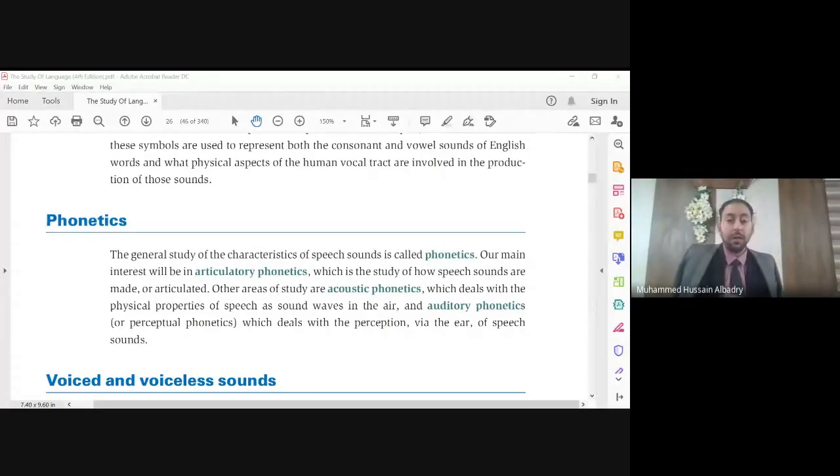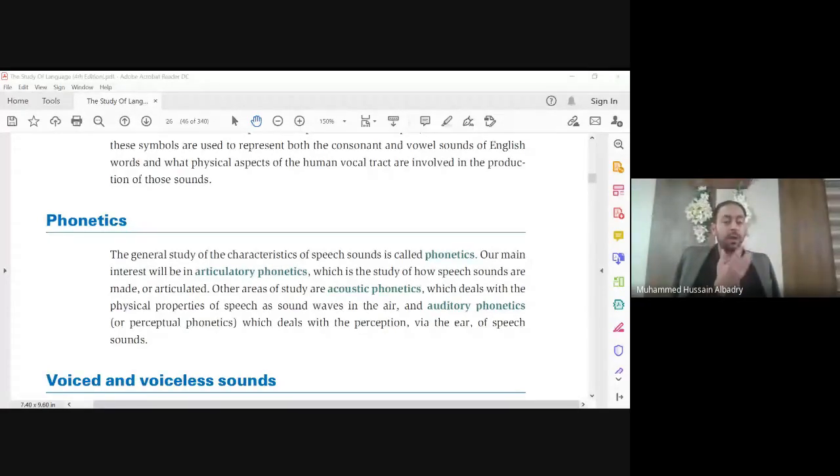Okay, all of you. Phonetics is the study of human speech sounds, only human speech sounds. And we talked about this in chapter number 1. It studies the place and manner. What is the place of articulation? How can we pronounce the sounds s, p, b? How can we pronounce it? This is related to phonetics.